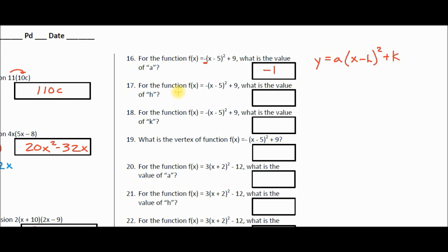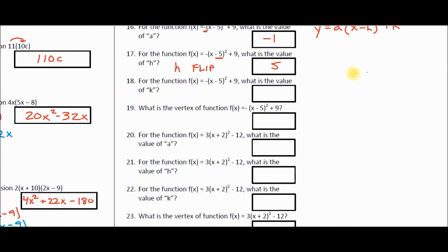17 is just as easy. For the same function, what is the value of h? Well, the h term is the value that's next to the x term inside parentheses. That means the h value is right here. Remember, class, when we pull out h, flip. Pull out h, you flip the sign. So it's negative 5 in the equation. It turns to positive 5 out of the equation.